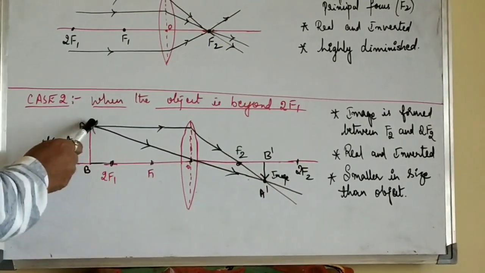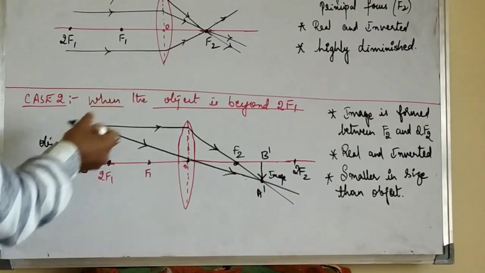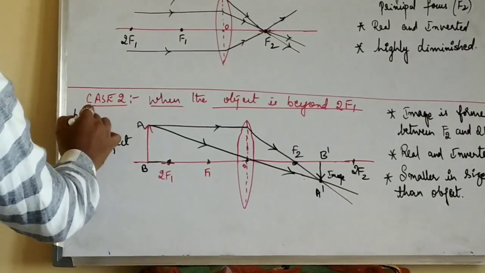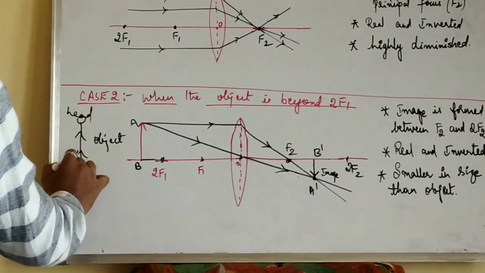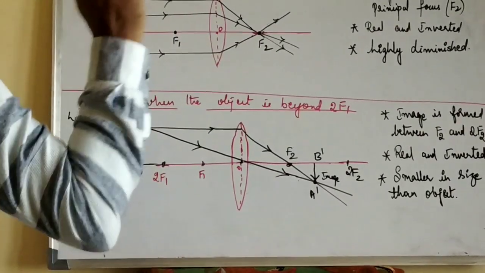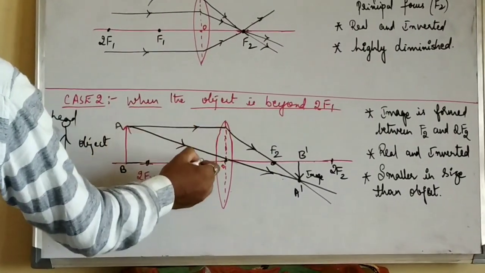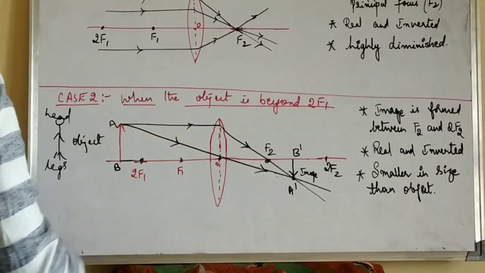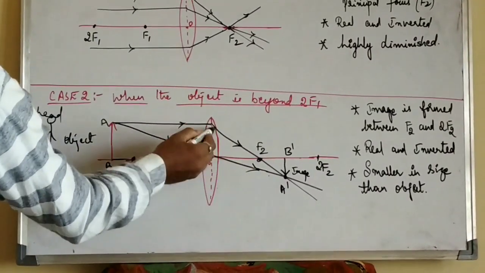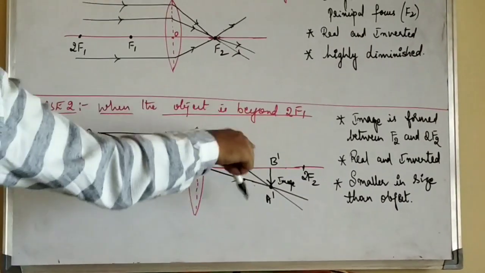Now here you can see from the top of the object, that is A. Now you can assume this as a person, any person. Now this is the head and this is the legs. From the head, that is A, two rays will pass. One incident ray is going parallel to the principal axis. Whenever the incident ray is going parallel to the principal axis, the refracted ray will converge, or it will pass through the second principal focus towards the right side.